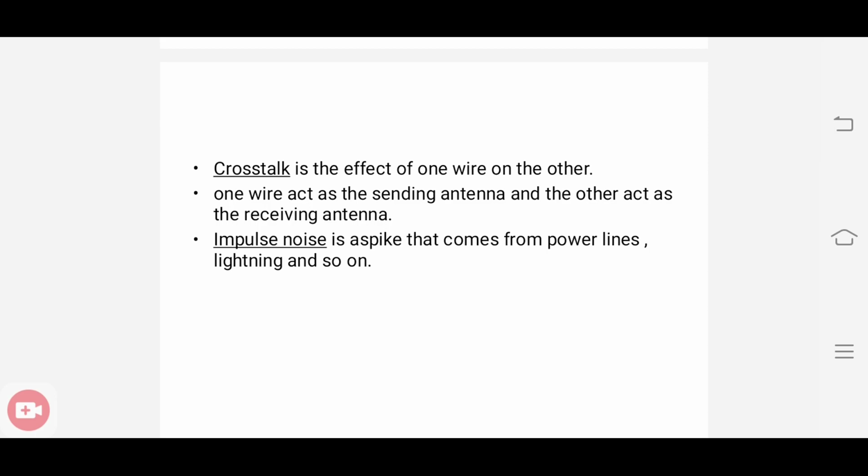And the fourth one is impulse noise. It is a spike that comes from the power lines or lightning and so on. So there are four types of noises: thermal noise, induced noise, crosstalk and impulse noise. So the causes of transmission impairments are three: one is attenuation, second one distortion, and the third one noise.